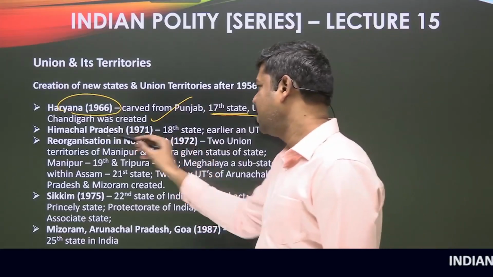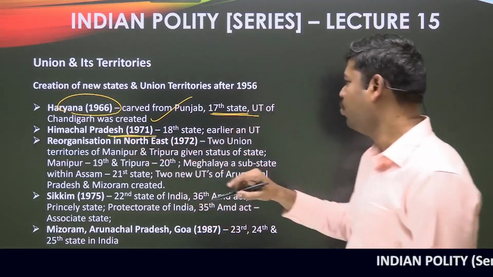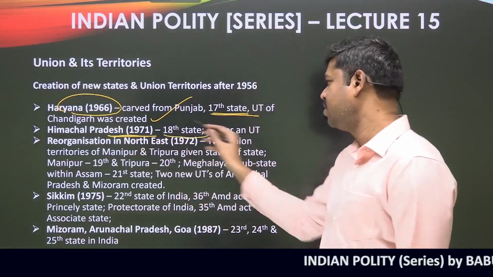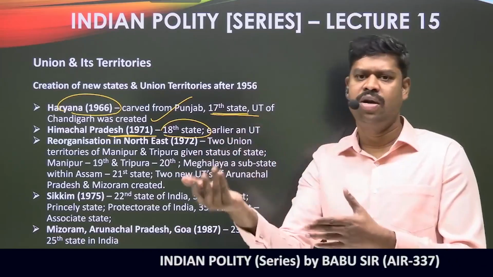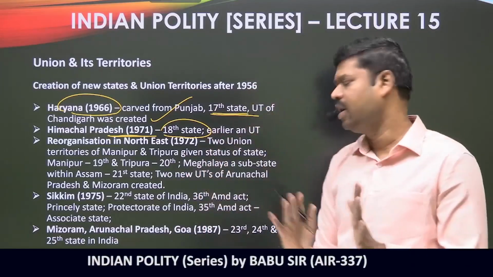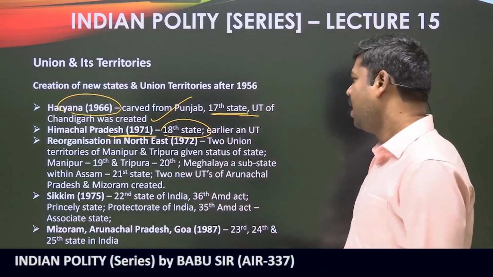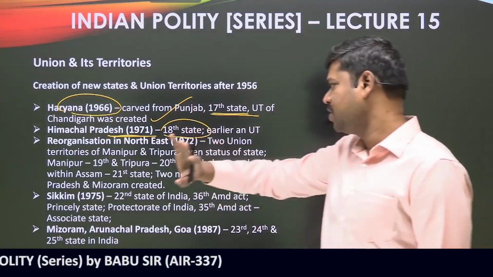And then Himachal Pradesh, which was earlier a union territory, was made the 18th state. So converting a union territory into a state is done under what? It is also done under Article 3 because it's basically an internal reorganization. And then Himachal Pradesh became the 18th state.